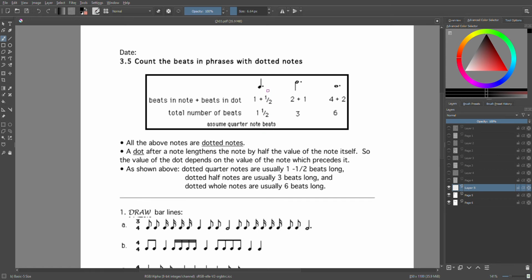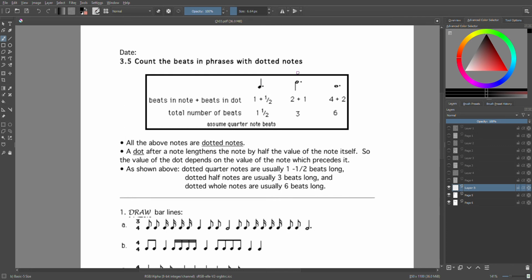Half of a quarter note is half a beat. We need to add those two together now. 1 plus a half is 1 1/2. So a dotted quarter note is 1 1/2 beats.